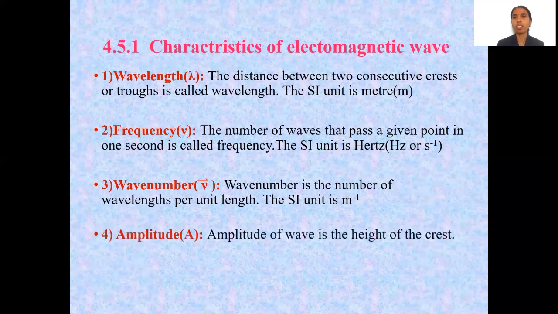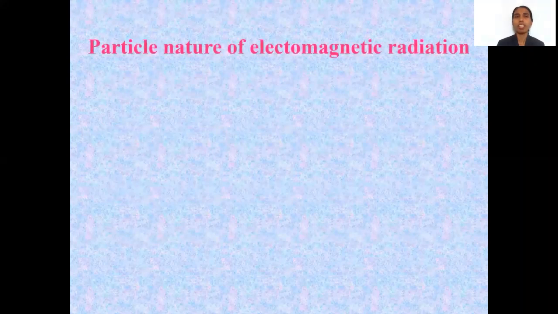The fourth property, or you can say characteristic, of the electromagnetic wave is the amplitude. It is denoted with the capital letter A. The amplitude of the wave is the height of the crest. So whatever crest you can see in the electromagnetic wave, its height is nothing but the amplitude of that wave. So these are the four characteristics of electromagnetic radiation.